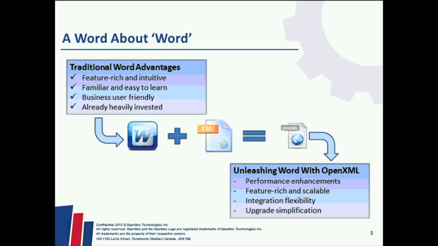As we all know, Microsoft Word has been around as a document automation platform for over 20 years. Its success came in large part due to the feature-rich and intuitive nature of the platform, as well as its user-friendliness and prevalence in just about every organization. So it made it an easy platform to manage, adopt, and maintain.